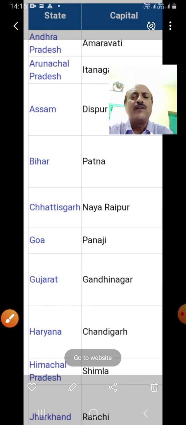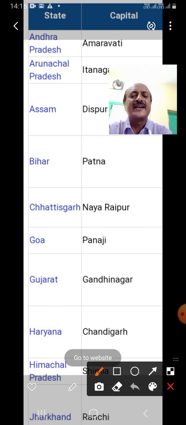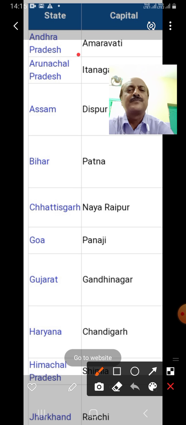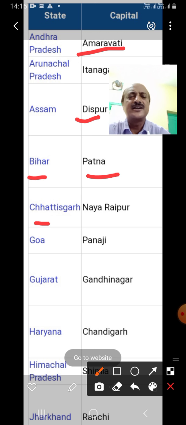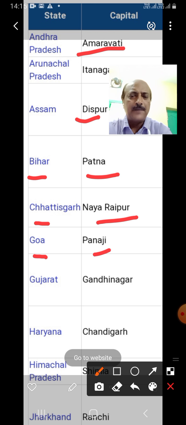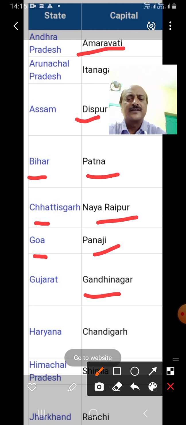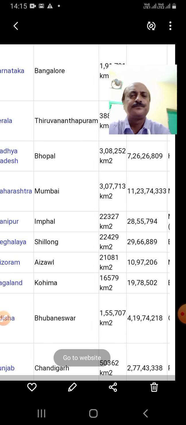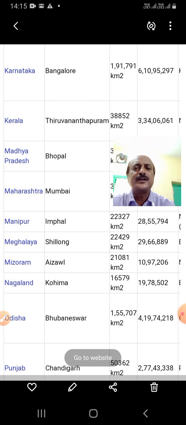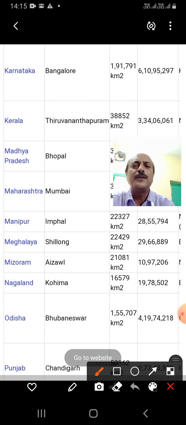Now these are the states of our country. Let's recall once more the states and their capitals. We will go alphabetical order. Andhra Pradesh, Amravati. Arunachal Pradesh, Itanagar. Assam, Dispur. Bihar, Patna. Chhattisgarh, Raipur. Goa, Panaji. Gujarat, Gandhinagar. Haryana, Chandigarh. Himachal Pradesh, Simla. Jharkhand, Ranchi. Karnataka, Bangalore. Now it is called Bengaluru.